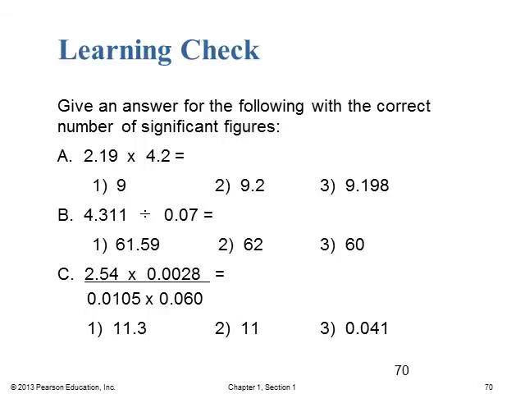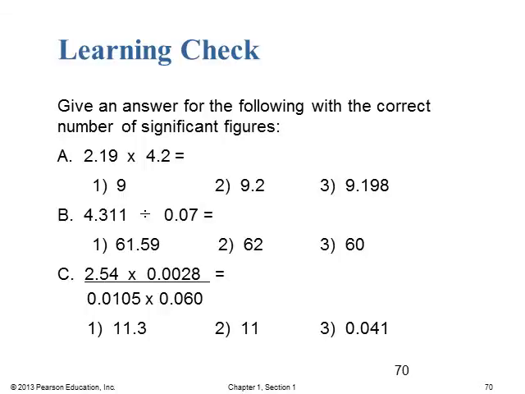So here we have to look at each value individually and look at how many significant figures they have. So 2.54, that's 3 significant figures. We have 0.0028, that is 2 significant figures. We have 0.0105, that is 3 significant figures, and 0.060, that is 2 significant figures. So the fewest number of significant figures in our measured values is 2, and so we are allowed to report it as 11 exactly.